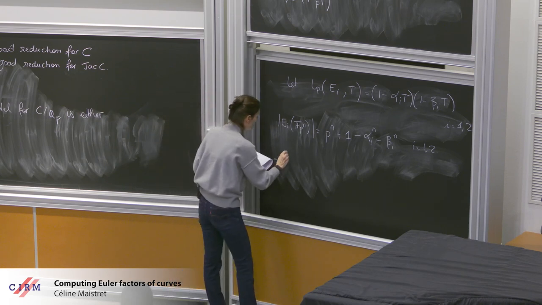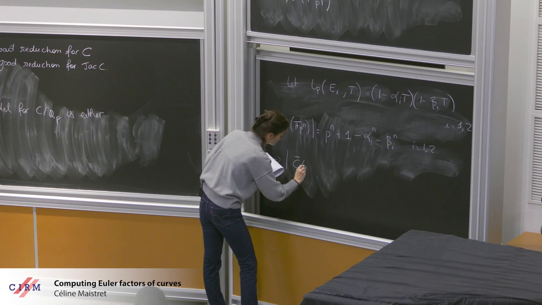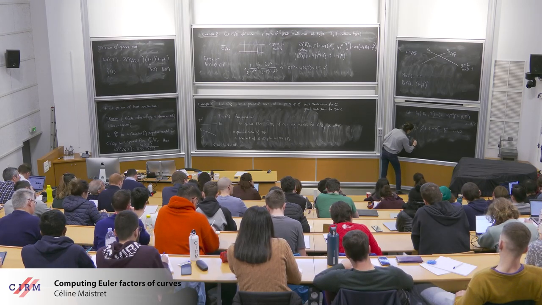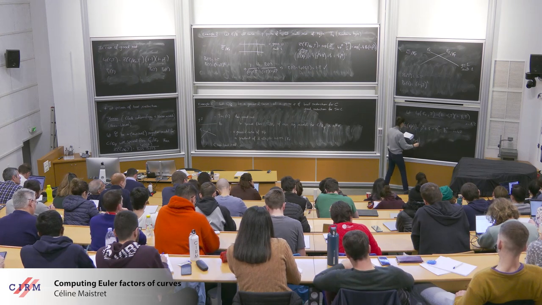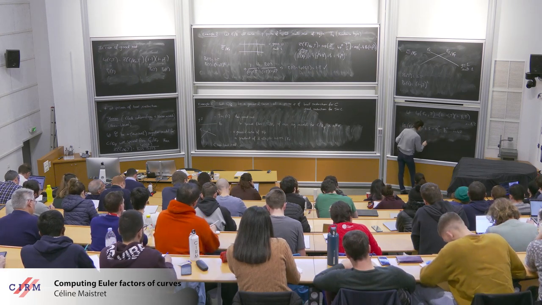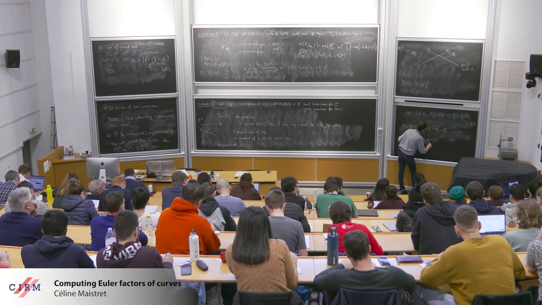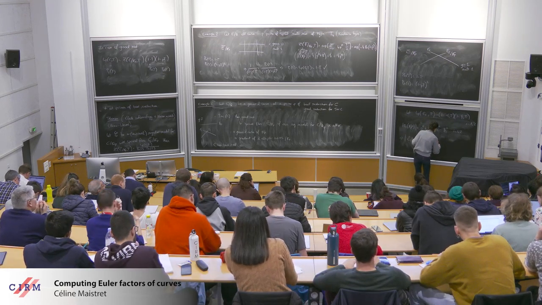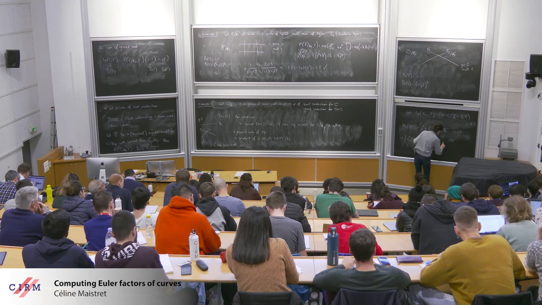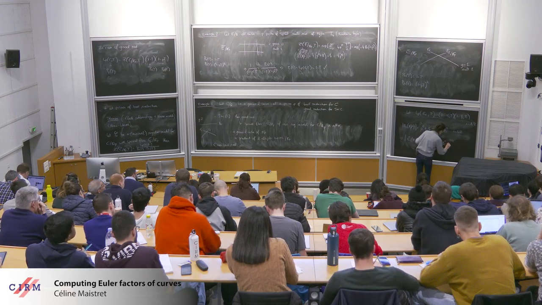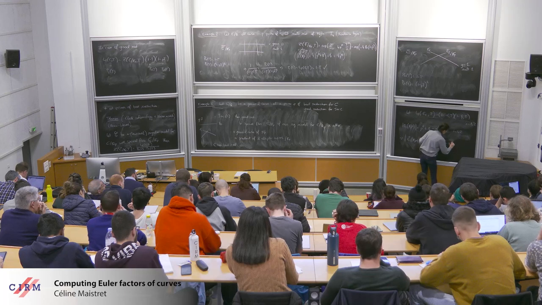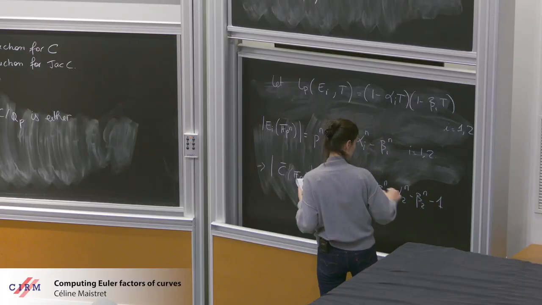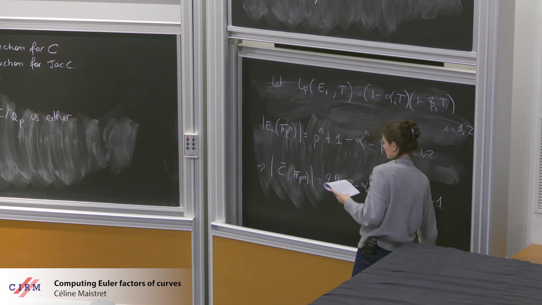Which means that if I want to count the points on my special fiber, C bar over Fp^n for all n, this is going to be twice this: 2p^n plus 2 minus alpha_1^n minus beta_1^n minus alpha_2^n minus beta_2^n, minus 1, because I counted the intersection point twice.